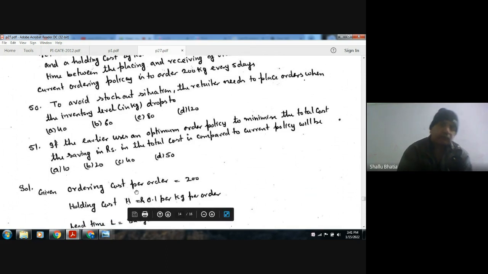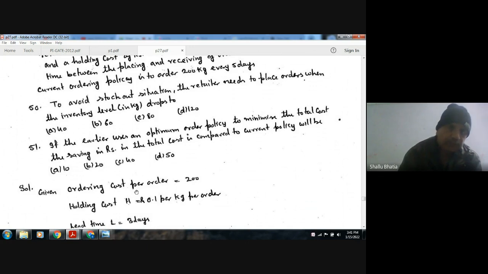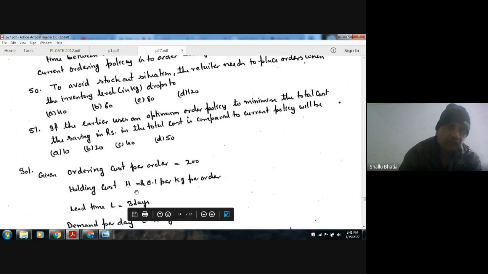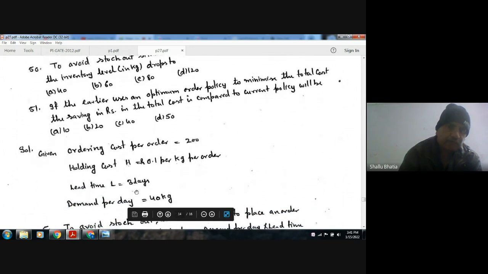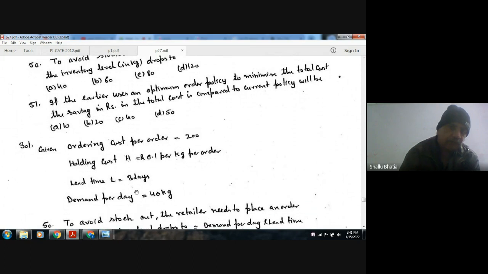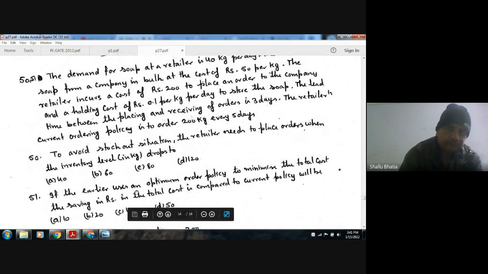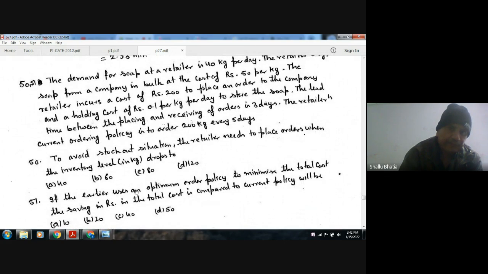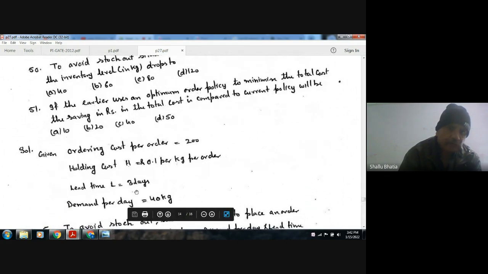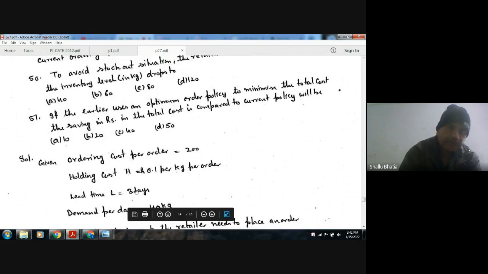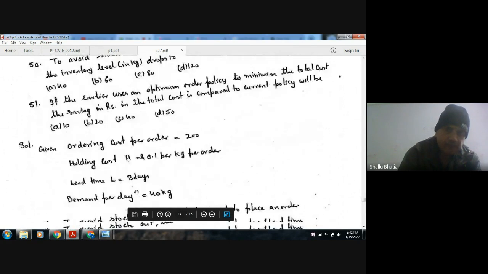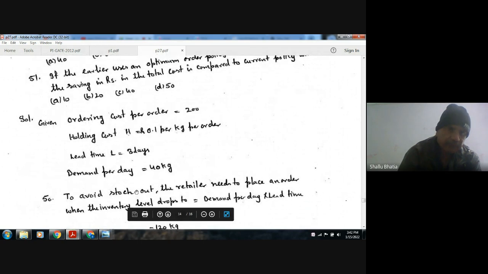If the retailer uses an optimal order policy to minimize the total cost, the saving in rupees in total cost compared to the current policy will be: option A 10, option B 20, option C 40, option D 50. So here the ordering cost is 200, the holding cost is 0.1 per kg per day, the lead time is given as 3 days, and the demand per day is just 40 kg.